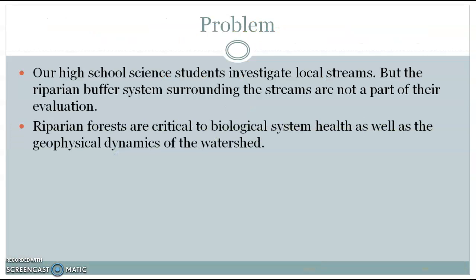The problem that inspired my project was an opportunity more than a problem. Students in the high school where I work evaluate local streams. They test water chemistry and survey the macroinvertebrate populations to gauge the health of the streams. As of now, our students do not evaluate in any way the streamside riparian zones, which are critical to maintaining the biology and chemistry of these delicate ecosystems.